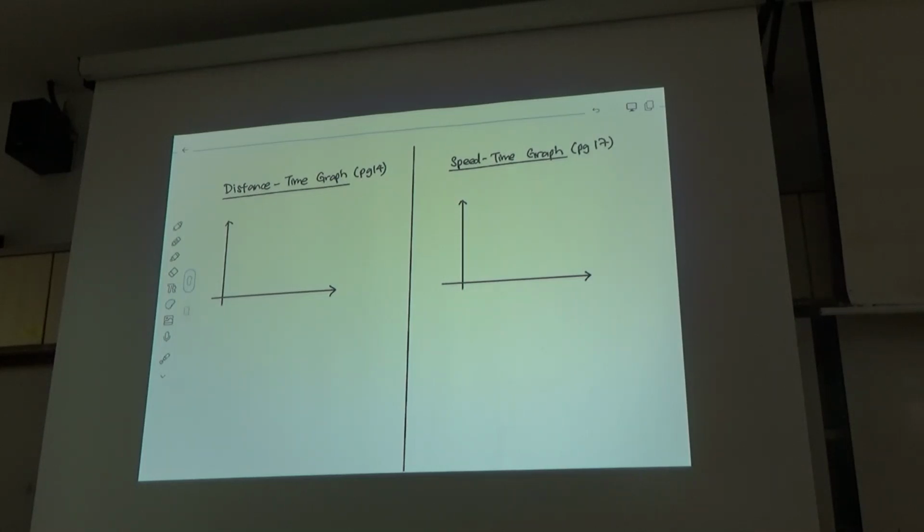Distance time graph and speed time graph concept together. Okay, so that's why I'm drawing it in parallel. The information is found on page 14 and page 17 of your notes. So first of all, what is a distance time graph?